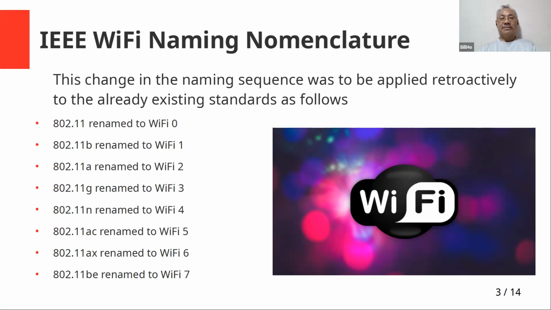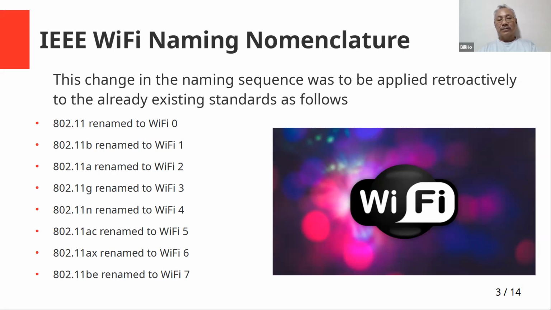After that, when Wi-Fi started, they had different standards. Wi-Fi started as 802.11, then they had 802.11b, which utilizes the 2.4 gig bandwidth. Then you have 802.11a, which is using the 5 gigahertz frequency band.